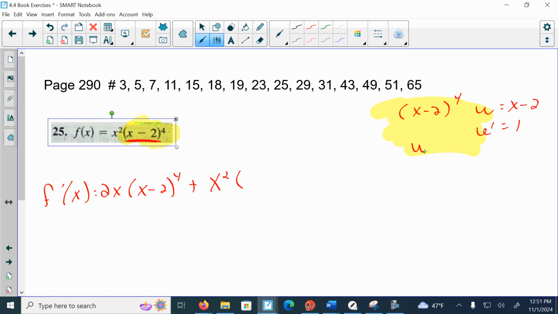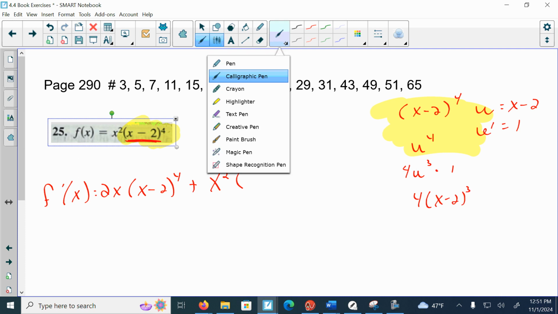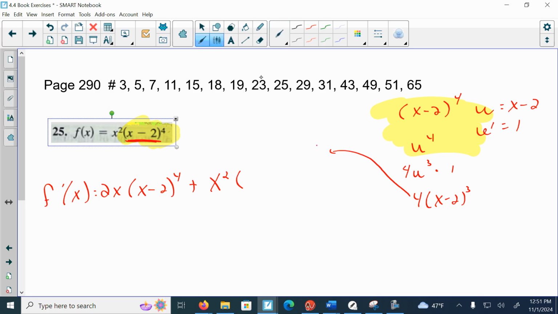So this I'm going to think of as u to the 4th. So I'm going to do 4 times u to the 3rd times the derivative of u, which is 1. So this will be 4 times the x minus 2 to the 3rd. That is the derivative. So this I'm going to put over here. So I'm going to have 4 times x minus 2 to the 3rd. So this is the derivative of this, and there's all the work that shows that.